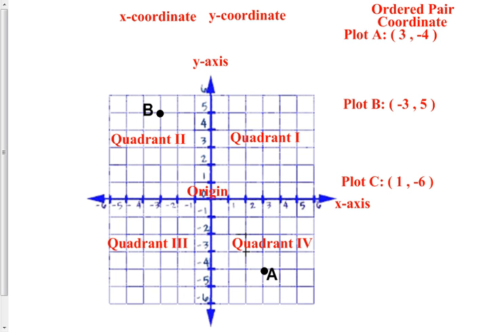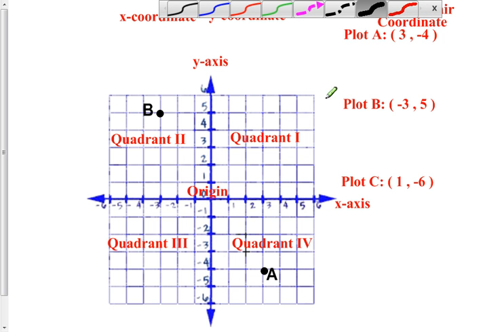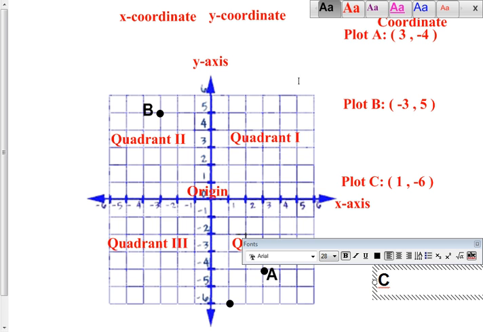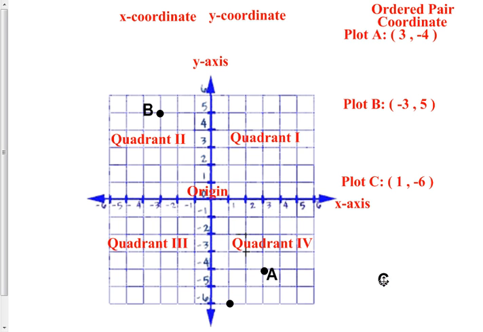And last but not least, plot C. Plot C is 1, negative 6. Start from the origin. 1 is the x value, so I move to the right 1 unit, down negative 6. Put my plot, that is plot C, and label it, and that's how you plot points.